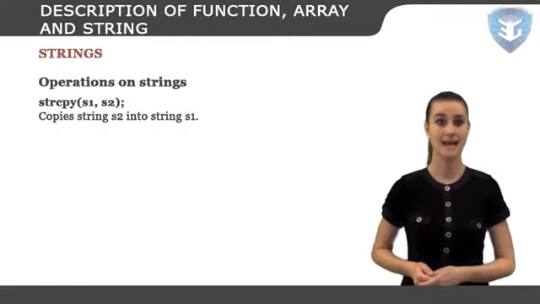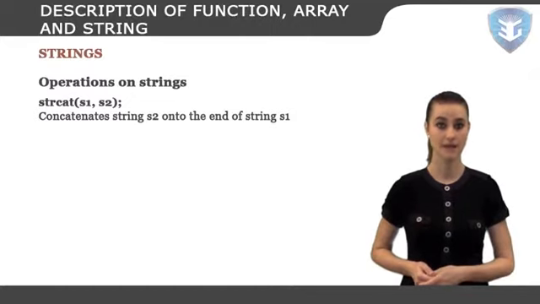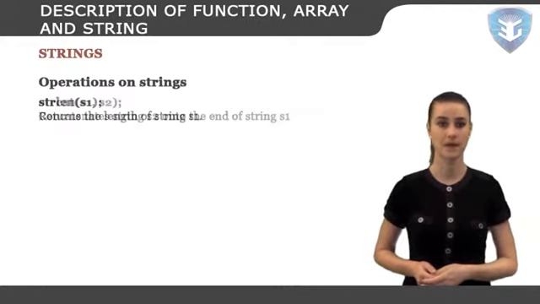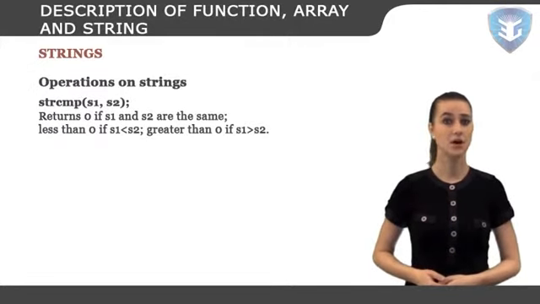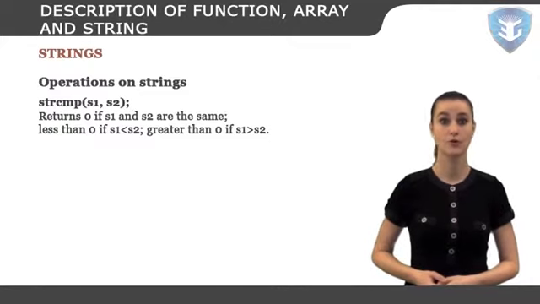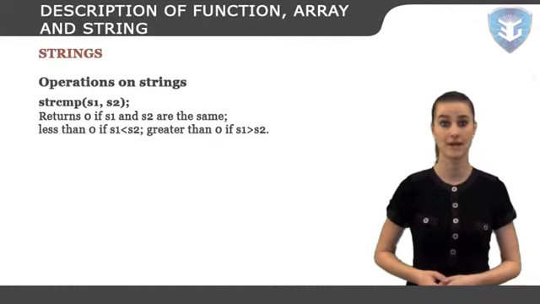strcpy(s1, s2) copies string s2 into string s1. strcat(s1, s2) concatenates string s2 onto the end of string s1. strlen(s1) returns the length of string s1. strcmp(s1, s2) returns 0 if s1 and s2 are the same, less than 0 if s1 is less than s2, and greater than 0 if s1 is greater than s2.